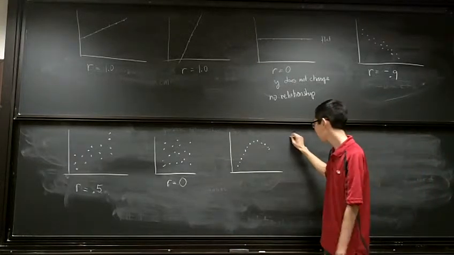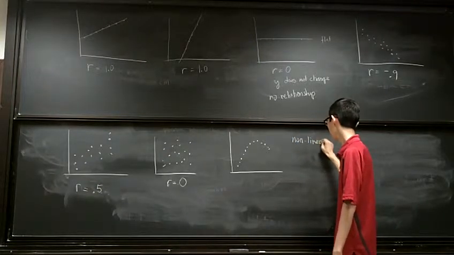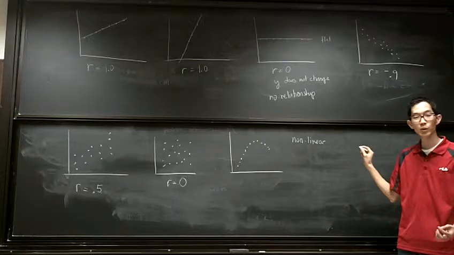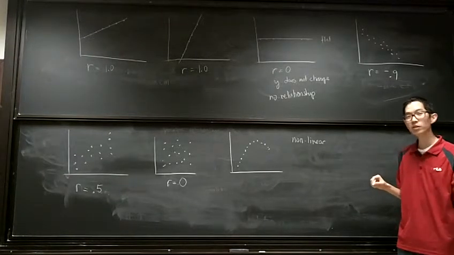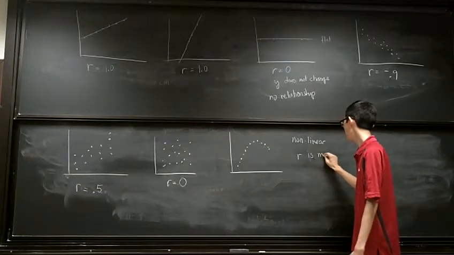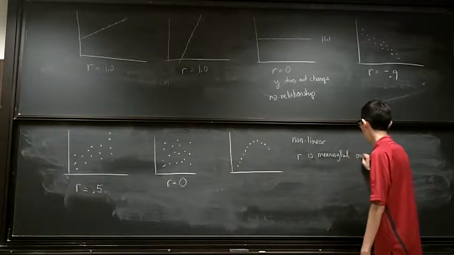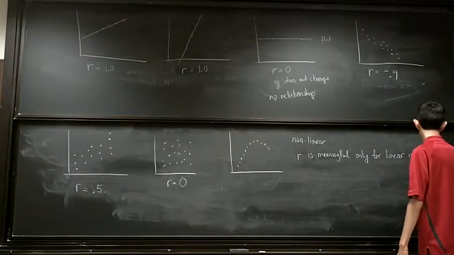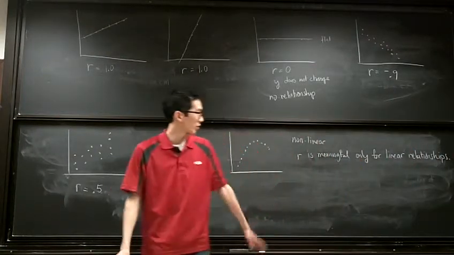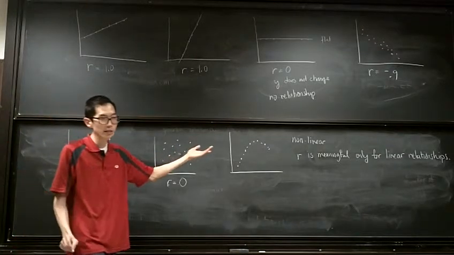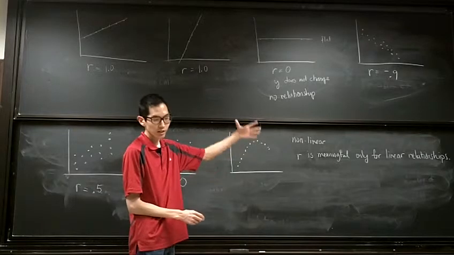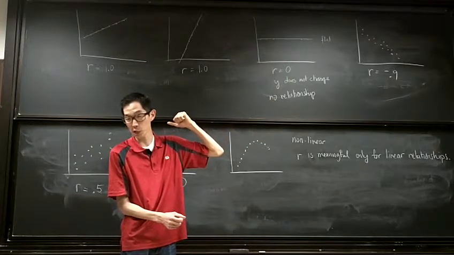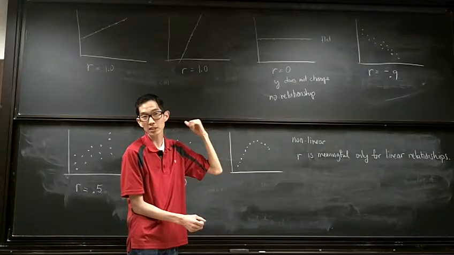Okay, so what you should say is this is nonlinear. We have a nonlinear relationship. And here's the thing though. R is only meaningful when we have a linear relationship. However, you can always calculate R. So R is meaningful only for linear relationships. However, R does exist for nonlinear relationships. Because it's just a formula, you can always throw numbers into a formula, and it's going to spit something back at you. However, that number might not be useful.